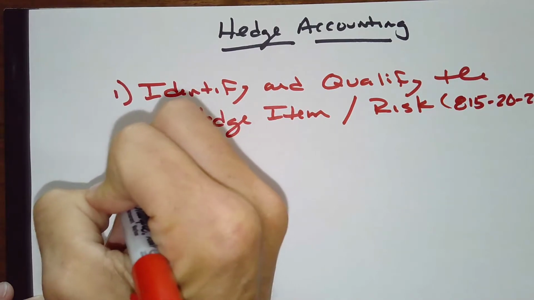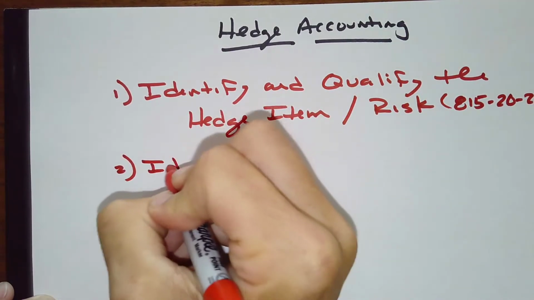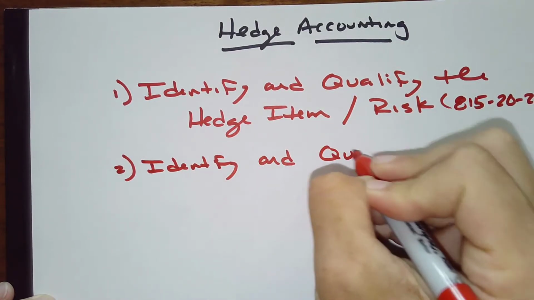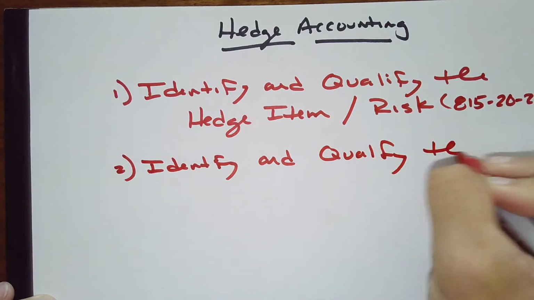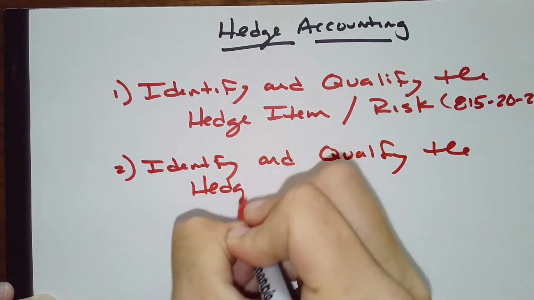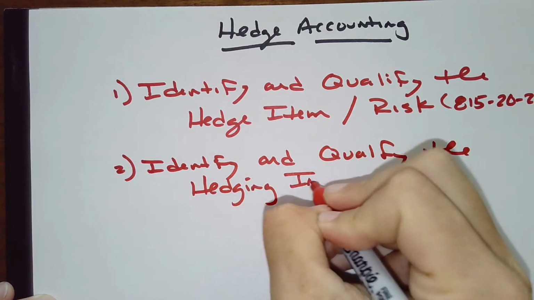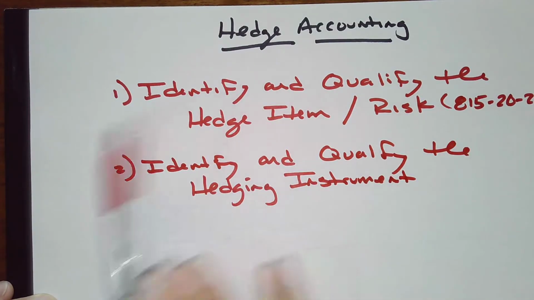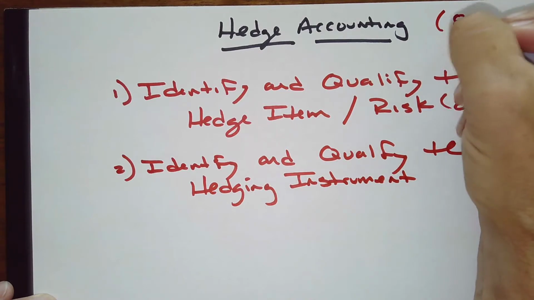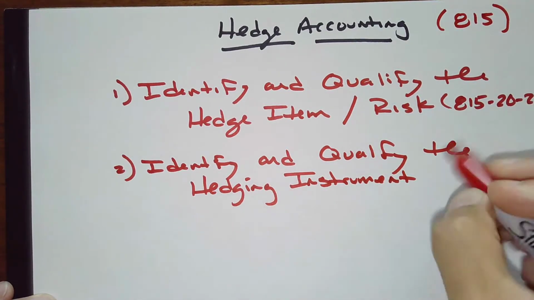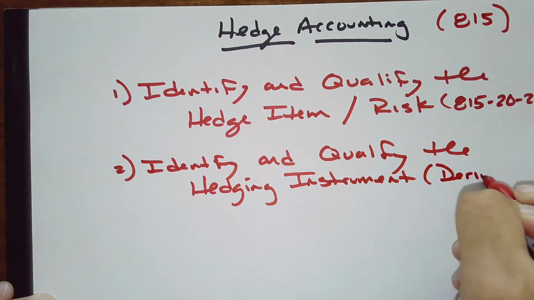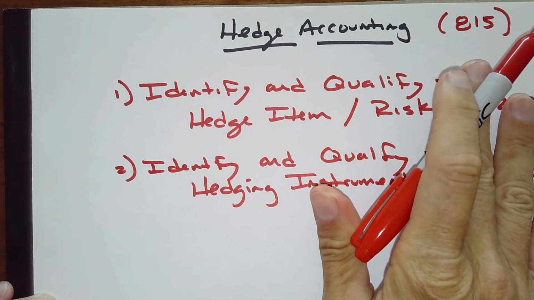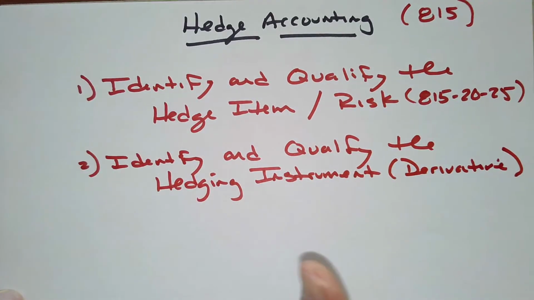The second step is we have to make sure we identify and qualify the hedging instrument. And in order for you to be in this literature, in order for you to be in 815, this hedging instrument has to be a derivative. If it's not a derivative, you're not in this literature. You're somewhere else, right? So it has to be a derivative.